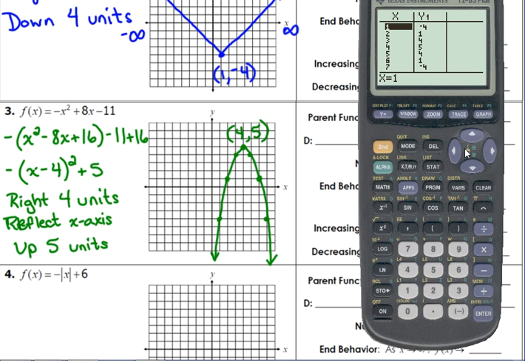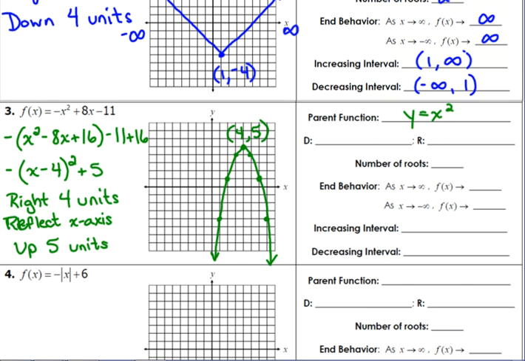We start here. We subtract 4, so that moves us right. The squared, that's just a function. Then we multiply before we add, so it's going to flip it over and then shift up the whole thing. Good question.